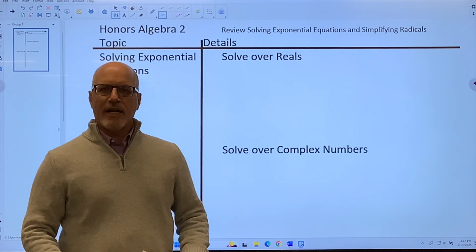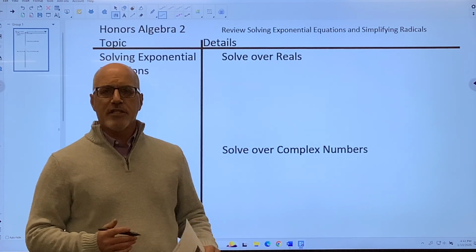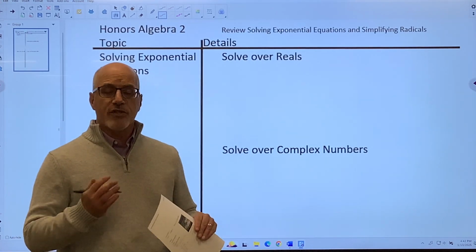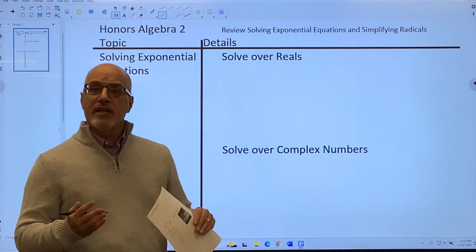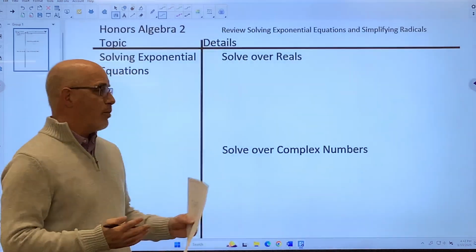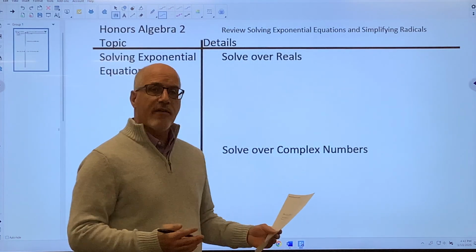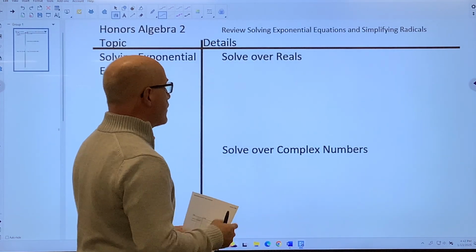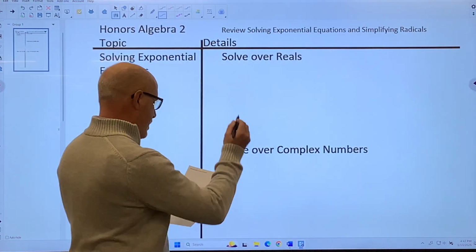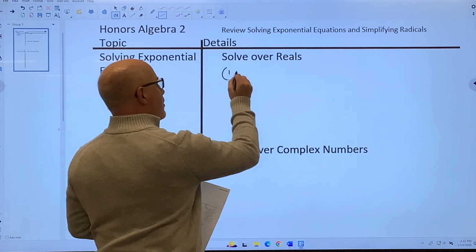As we go into radicals and talking about their connections to exponents, we're just going to take a step back and review solving problems that have roots involved with them, and also simplifying without a calculator things that have square roots. So first of all, we're going to solve some problems over reals. Let's start with a problem like this that we've done for a while.